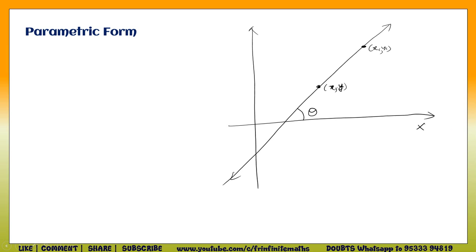So here the locus of point is x comma y. So what are the things that are given?